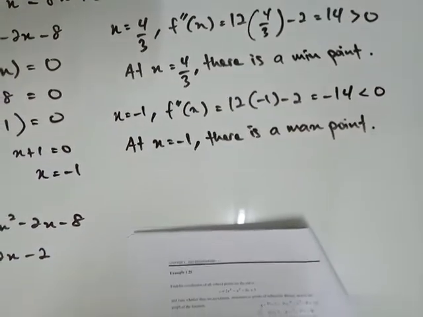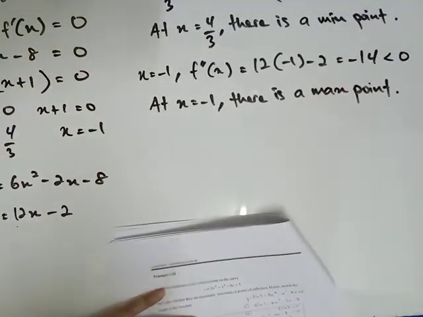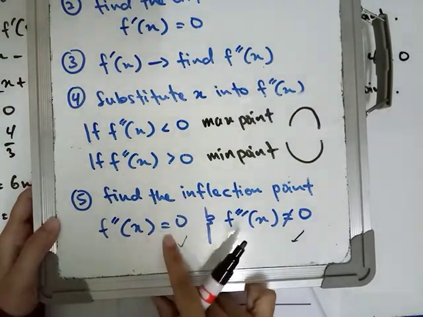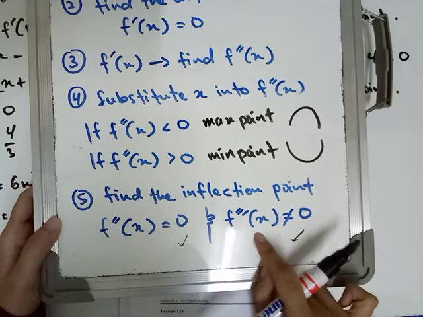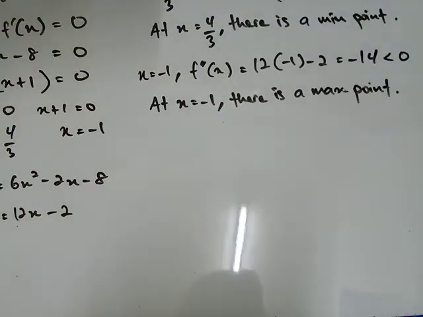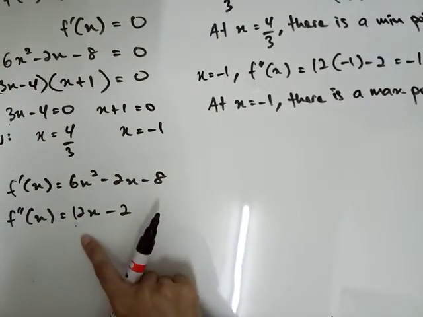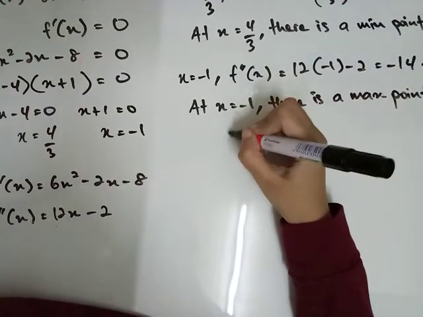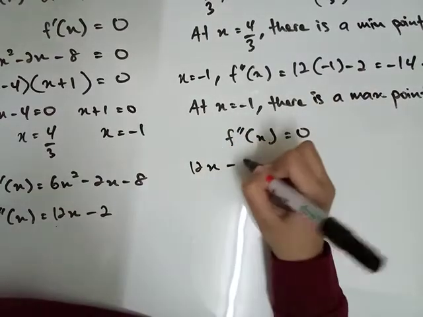And then the last step, you need to find the inflection point. So how to find the inflection point? The second derivative must equal 0, and then you differentiate to find the third derivative, and it must not equal 0. So the second derivative is 12x minus 2. From the second derivative equals 0, 12x minus 2 equals 0.